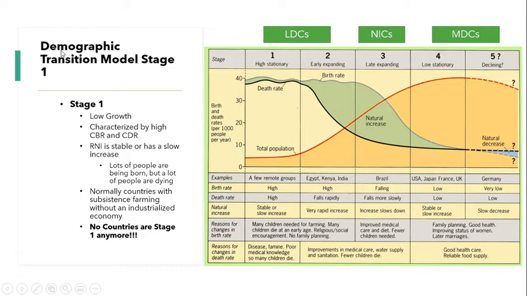So demographic transition model stage 1. That would be this column right here. Low growth. So yes, we have low growth, but this is going to be characterized by high crude birth rate and high crude death rate. So although there are lots of people being born, they have a high crude death rate.